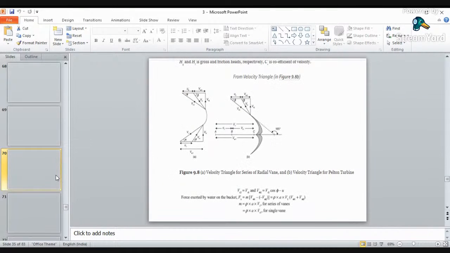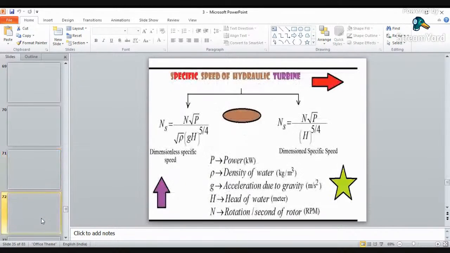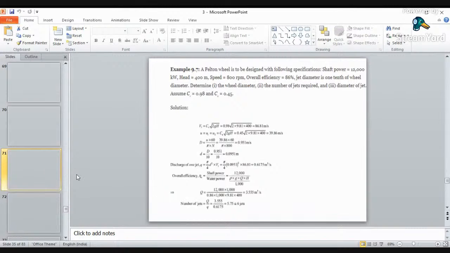You have to memorize all these formulas. These are given over here. If your problem is given on the basis of Pelton wheel turbine, then once you know the formulas, you can directly solve the problems. Just read this problem. A Pelton wheel is to be designed with the following specification. Shaft power is given, head is given, speed is given, efficiency is given.